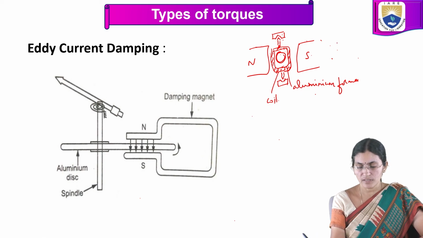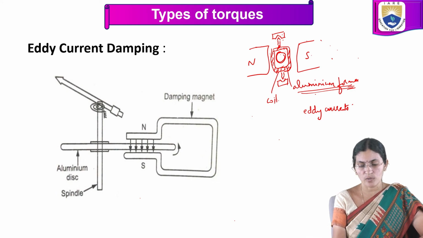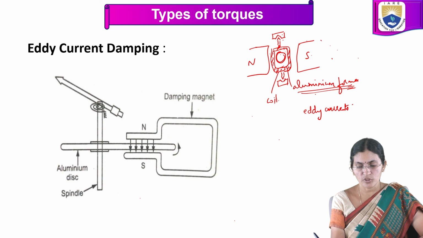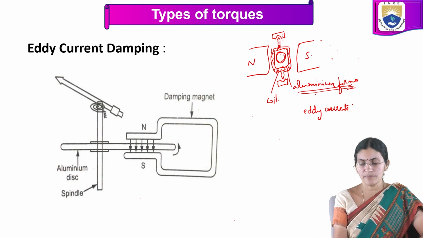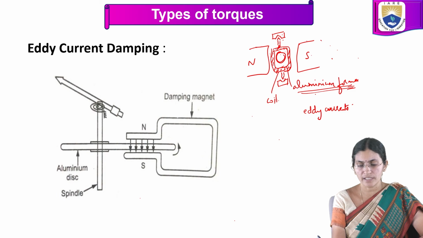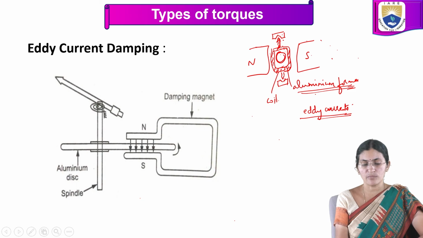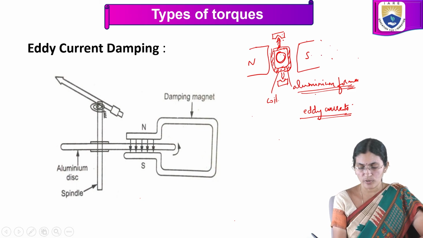Because of this rotation, since it provides a closed path, eddy currents are induced in the metal former, in the aluminum former. These eddy currents oppose the cause. The cause is nothing but the rotation of the pointer which is attached to the coil. Thus these eddy currents will oppose the motion of the pointer. In this way, this type of damping is provided in metal former.